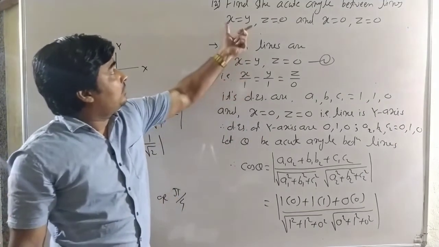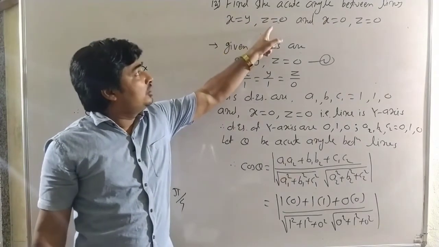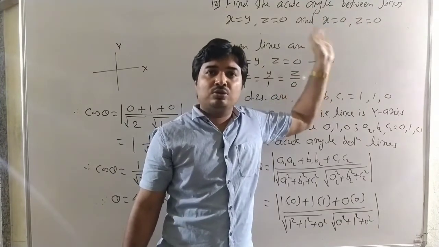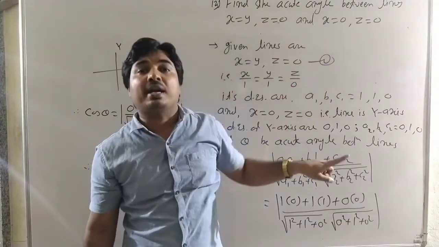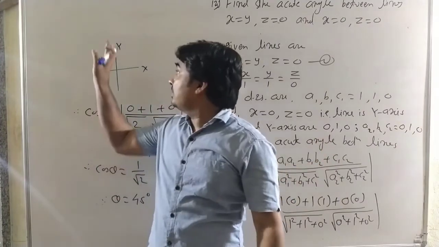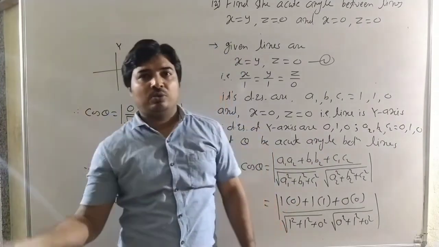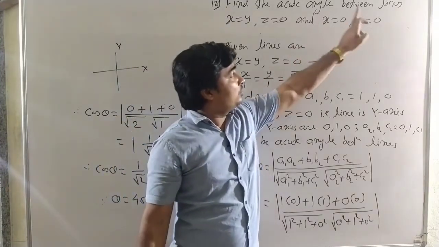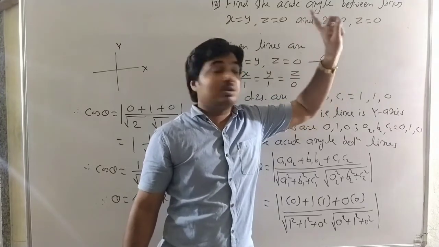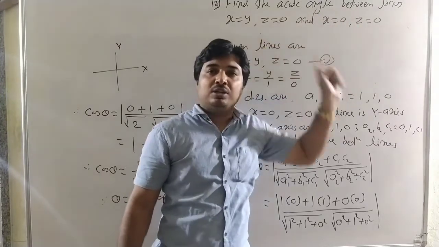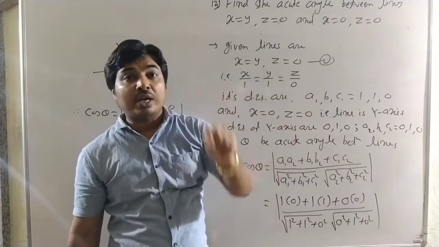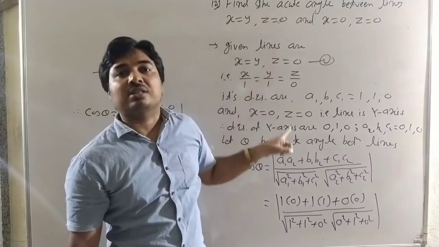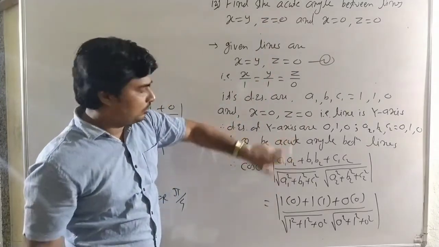Here direction ratios of this line are 1, 1 and 0, and the equation of the other line, x equal to 0 and z is equal to 0, is the equation of y-axis. In 2 dimension, when x equal to 0, it is the equation of y-axis, and when y equal to 0, it is the equation of x-axis. In 3 dimension, when x equal to 0 and z equal to 0, it is the equation of y-axis. When x equal to 0, y equal to 0, it is the equation of z-axis, and when y and z are 0, it is the equation of x-axis. Therefore these are the direction ratios.